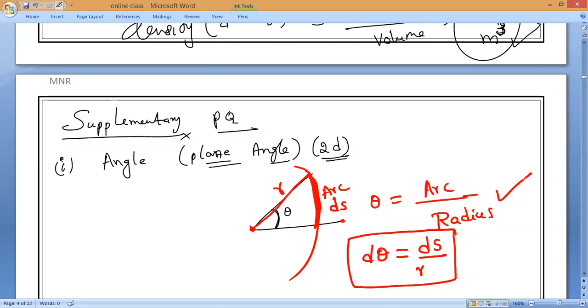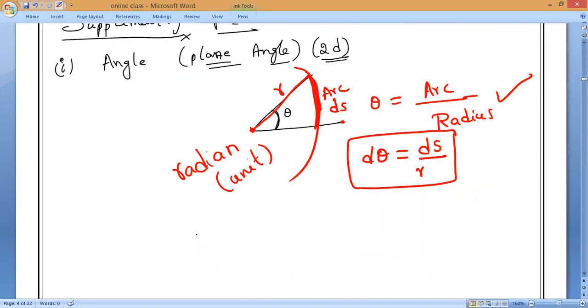The unit of this one is radians. What is the unit of this one? Radian is the unit. This is probably the first time you have heard this. Till now you have been seeing angle measured in what? Degrees. Yes or no, guys? Now the unit you are going to get is radian, and the symbol of this one is rad. So this is the first supplementary physical quantity you are studying.